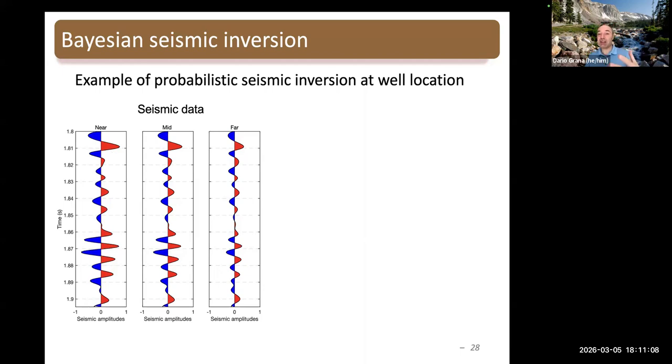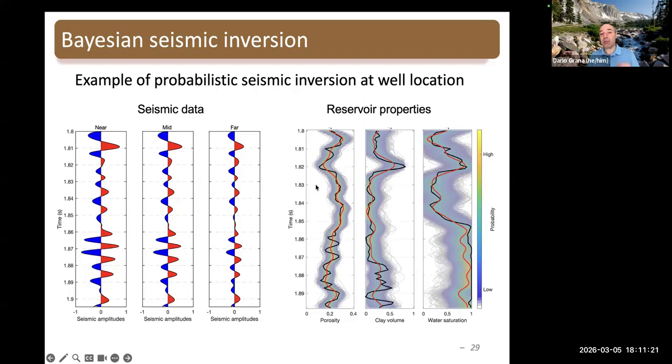But the idea is that we have this kind of data, and we want to predict, in this case, porosity, the volume of clay, and the water saturation. We chose these 3 properties here based on the prior geological knowledge that we have in the field. So the result is this one here.